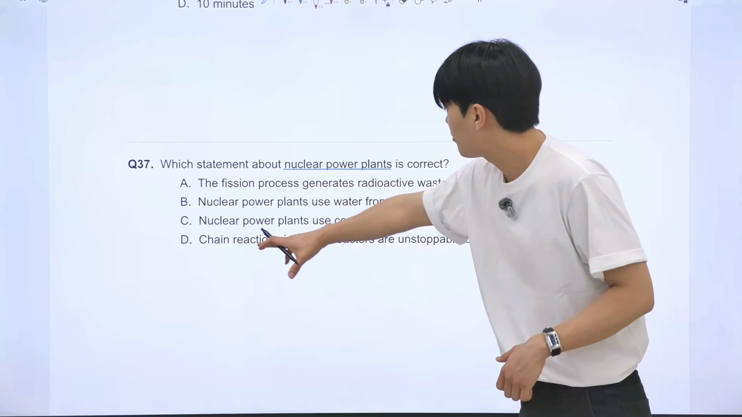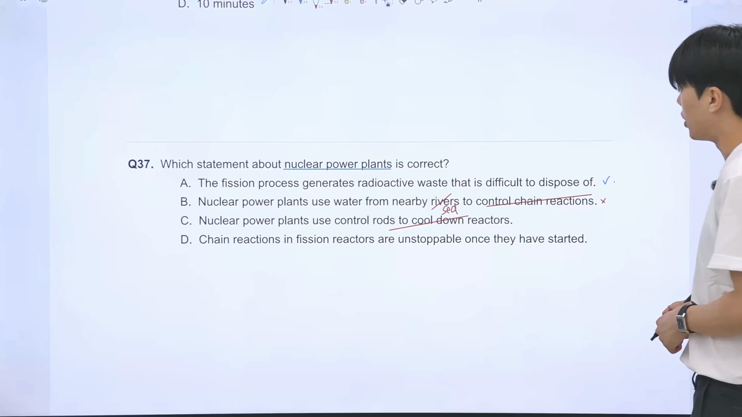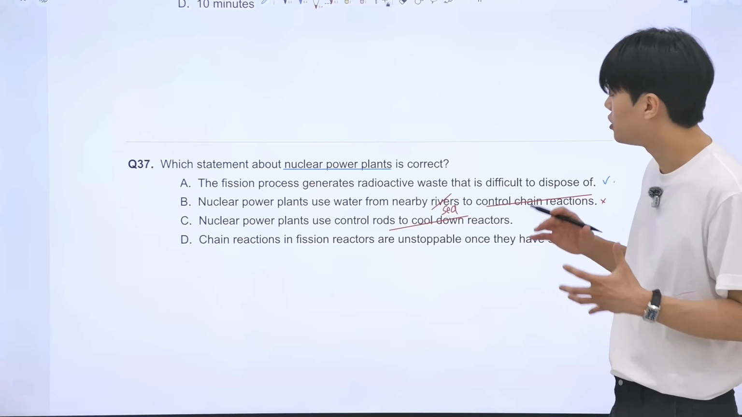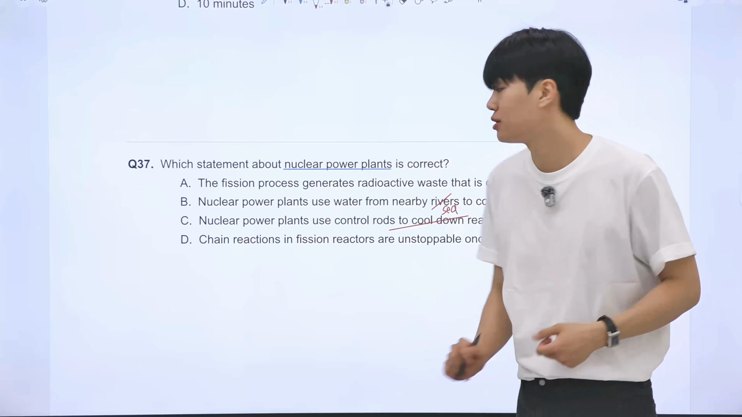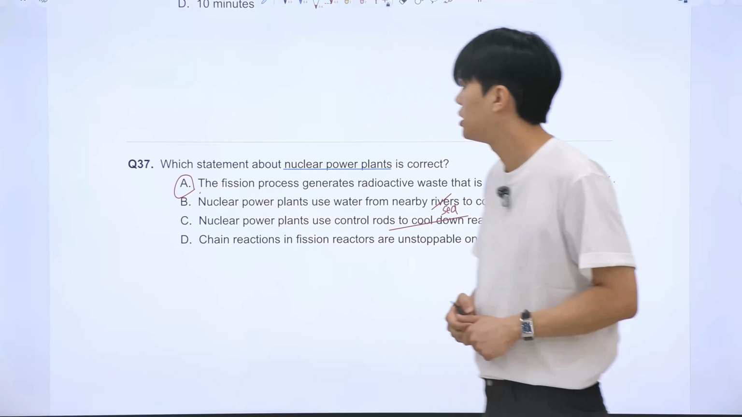How about D? The chain reaction in fission reactions are unstoppable once they have started. No, we control it with the control rod, right? So this is not correct. So A must be the answer.